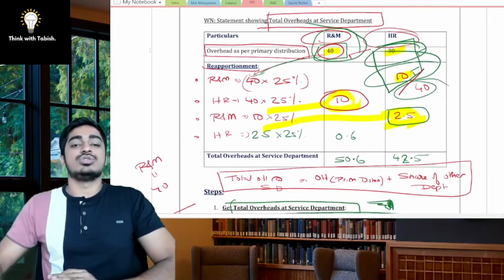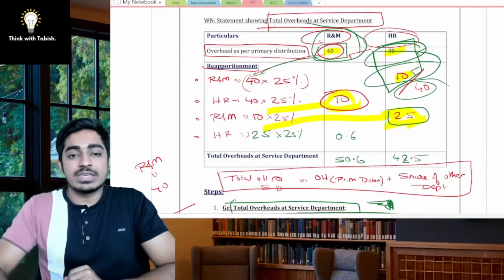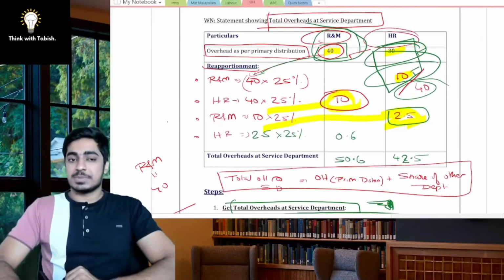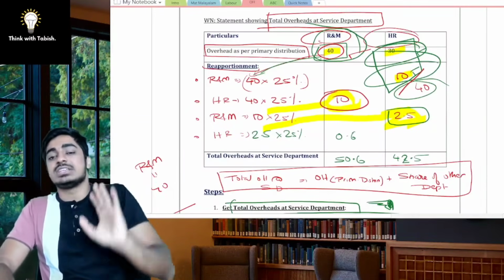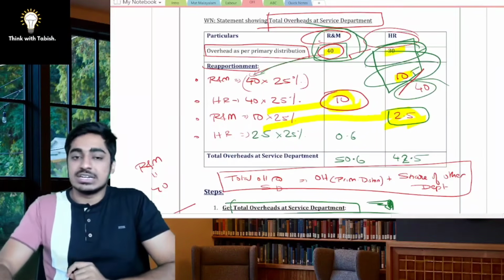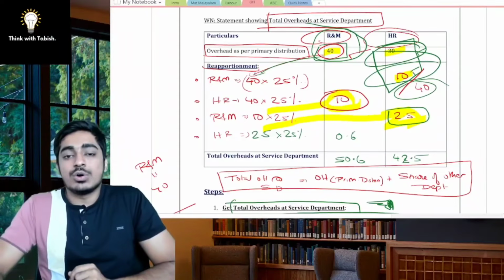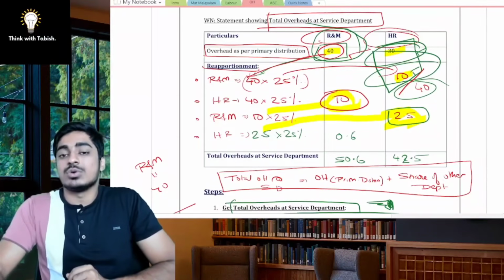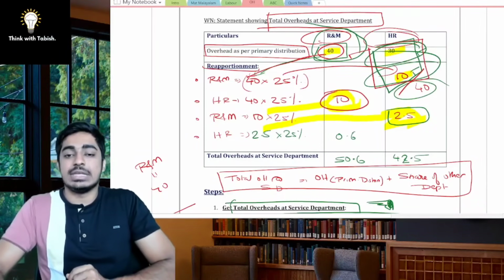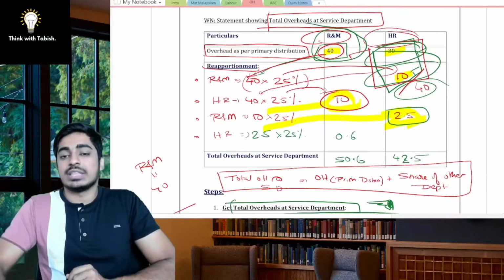Just to show you, first we prepare a working note showing the total overhead at the service department. We have overhead as per primary distribution: at repairs and maintenance it is 40 rupees, at HR it is 30 rupees. We take the overhead of one department and transfer it to the other department. We take the total unapportioned overheads, 30 plus 10, 40, and we distribute it to the other department.